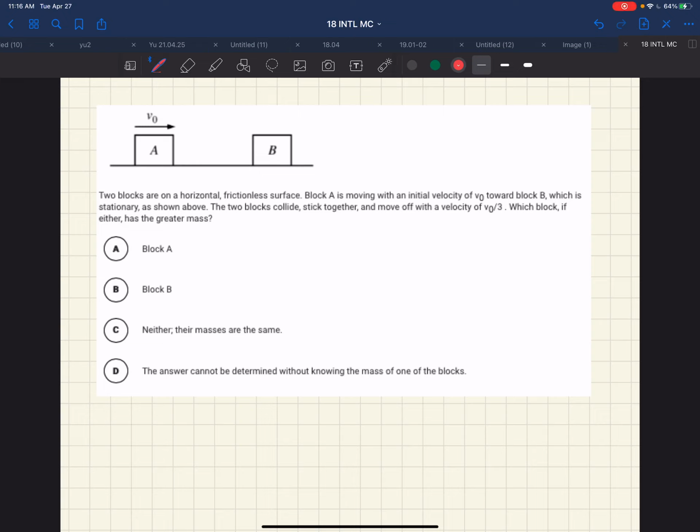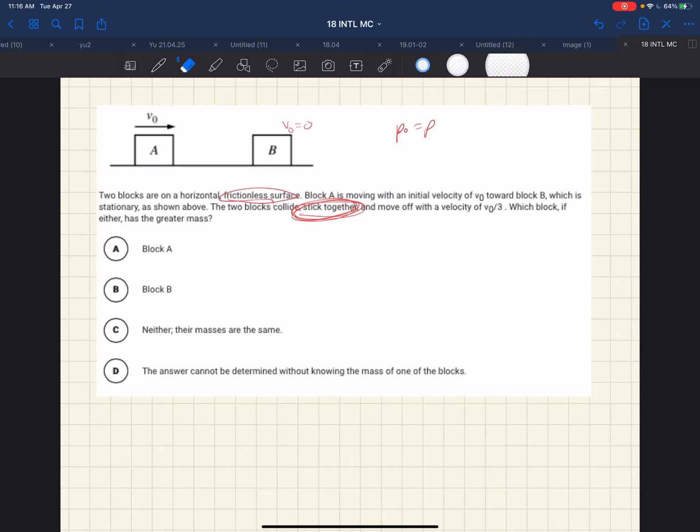This question, we have two blocks. It's a frictionless surface. We have a collision that looks like it's going to happen, so this is going to be about conservation of momentum. Initial velocity of v0, B, which is stationary, so v0 equals 0. They collide, stick together, and move off with a velocity v0 over 3.